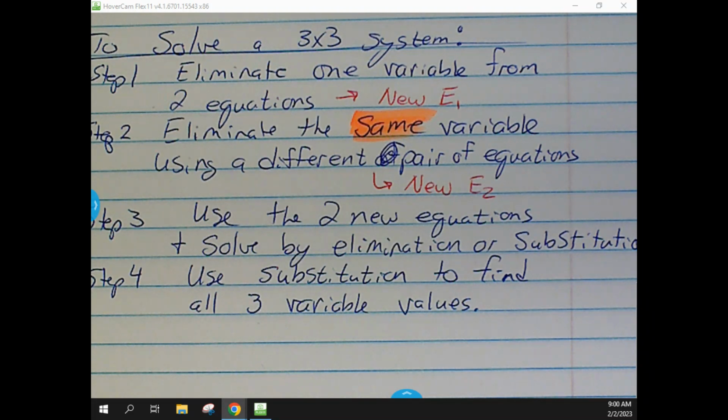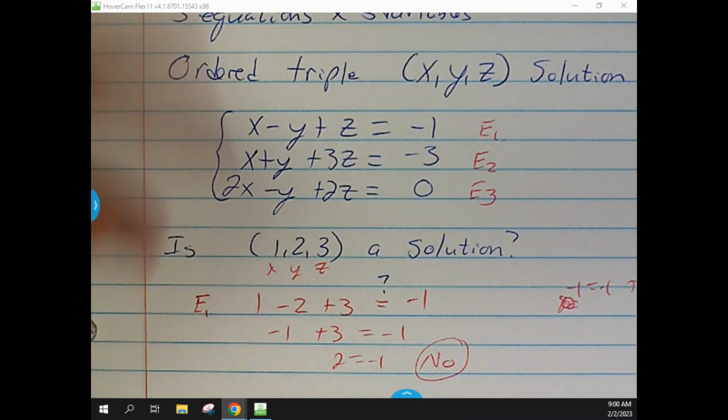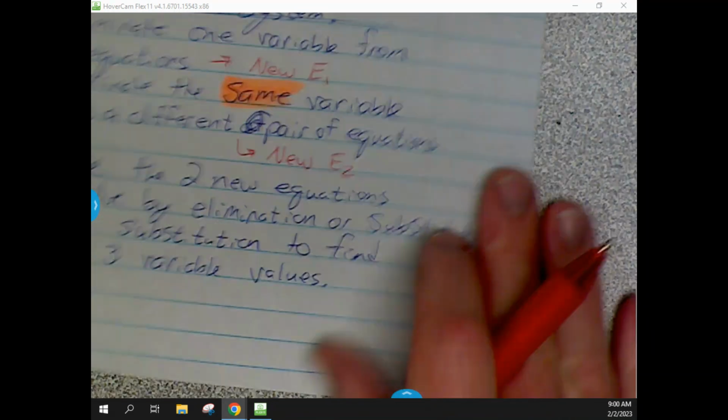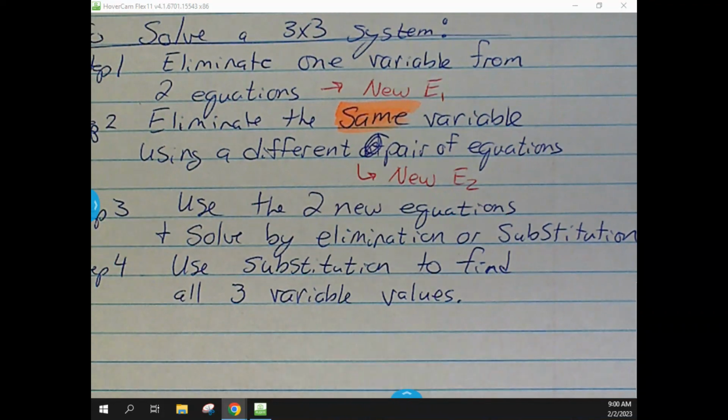Okay, and what we're going to do is go back to the problem I had back up here where we were checking to see if this was a solution. So we're going to take that problem and rework it from there. All right, everybody get on the steps? Everybody got them written in? We'll pause for a minute if we need to.